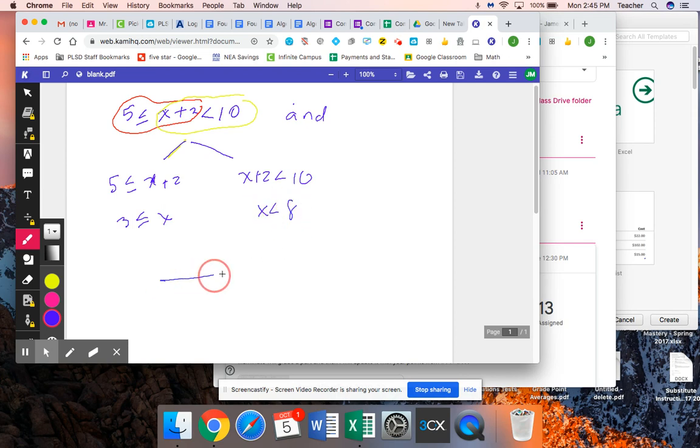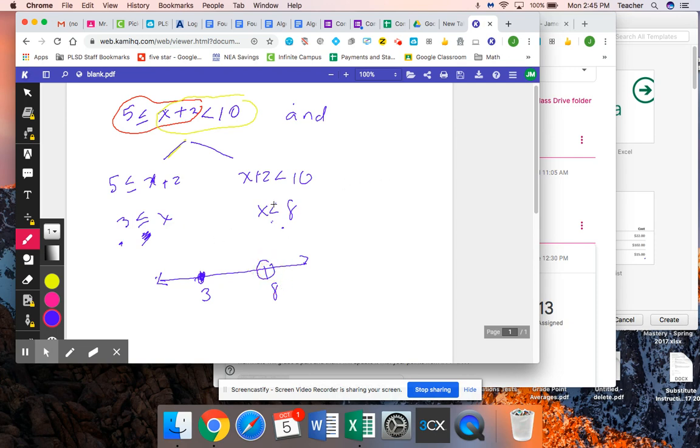So if I were to do that on a number line, I see that I'm concerned about a 3, this thing, and then an 8, this thing. At 3, if I look at this thing right here, I should include it. So that's a solid dot. When I go over here to the 8, I see that I don't include it. So it's going to be an open dot.